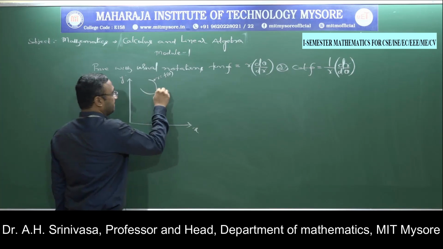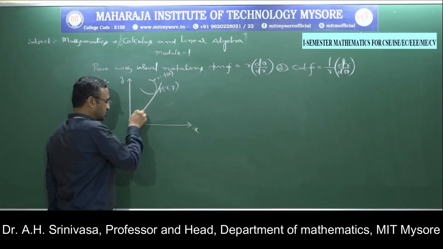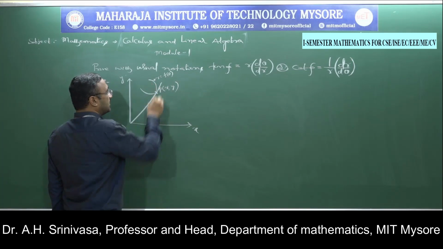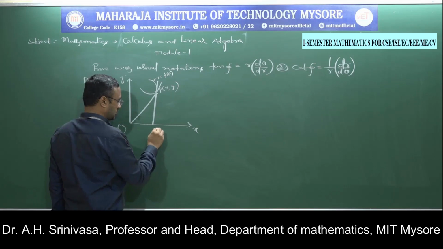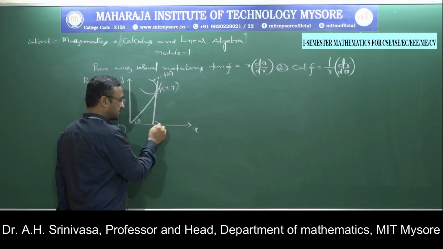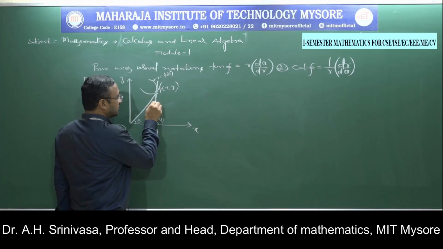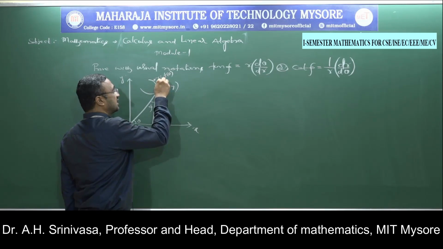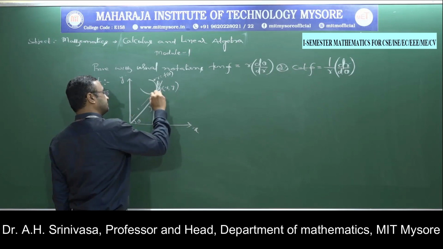I mark a point P of x comma y and draw a radius vector. O is the pole, this is P, and draw a tangent. This is the tangent, which we call M. Here some angle we call theta. Here one more angle is obtained, called psi. Here we call it phi, and here also phi, because of vertically opposite angles. And the distance from O to P we call r.